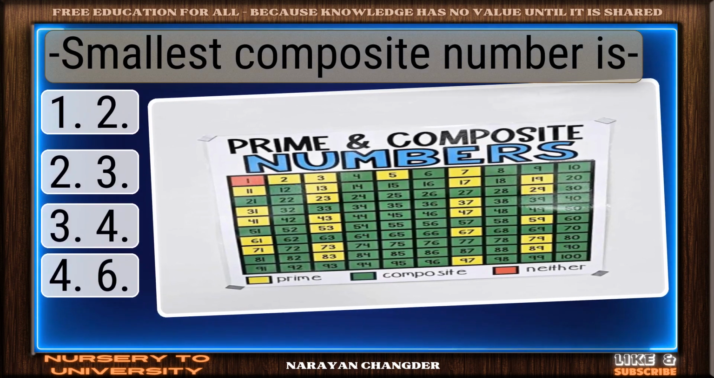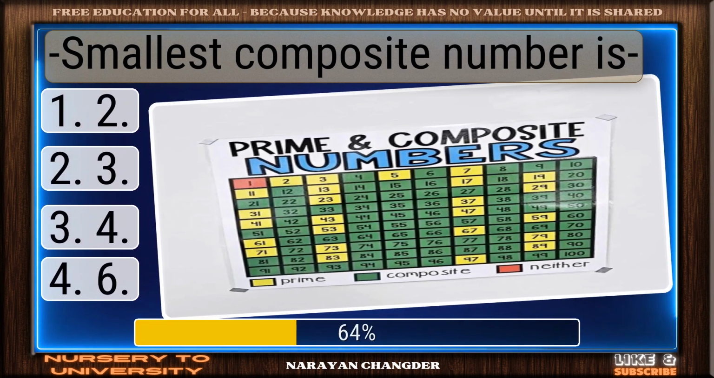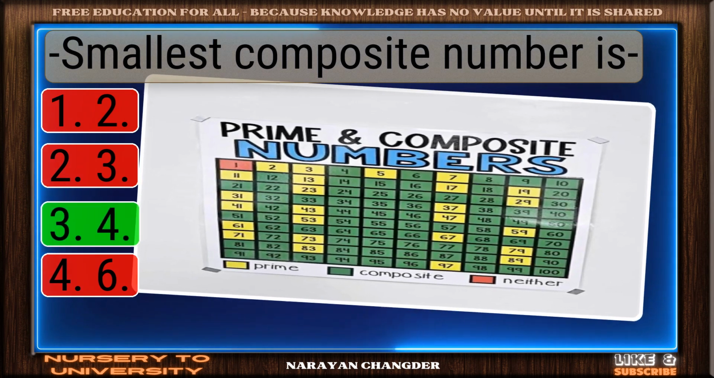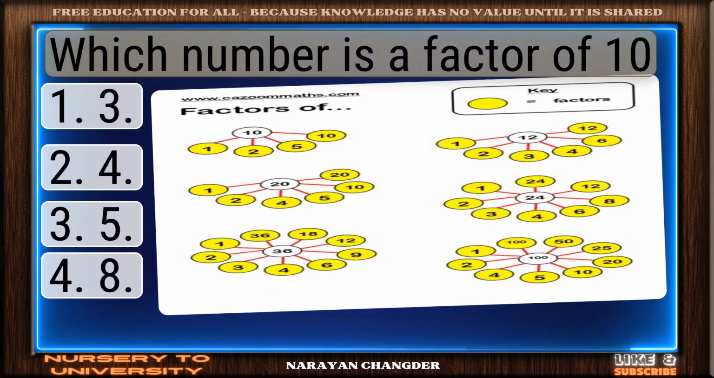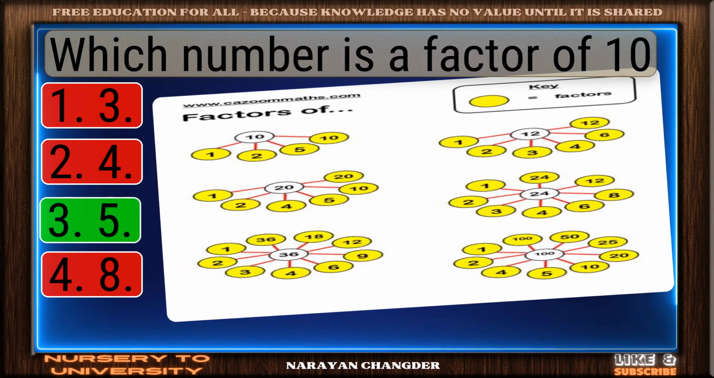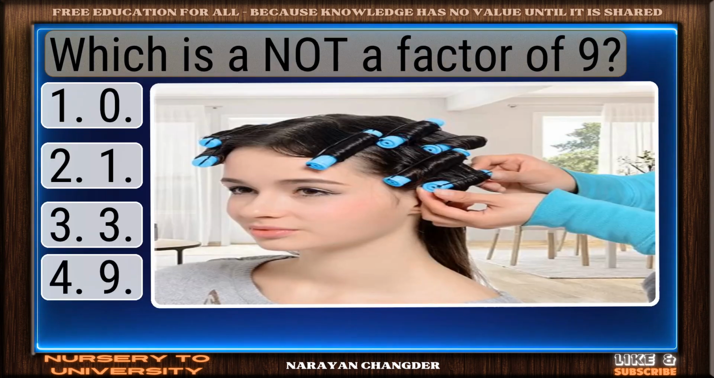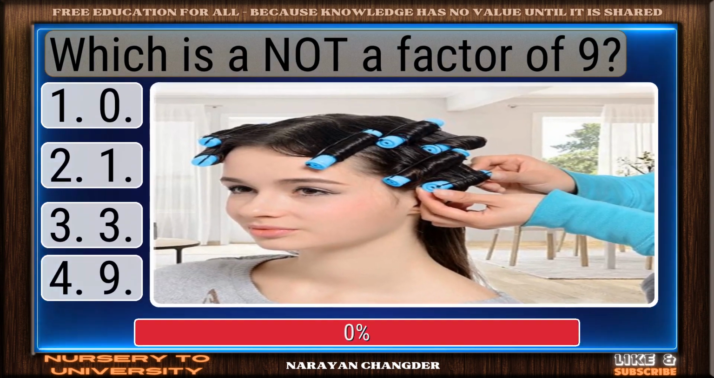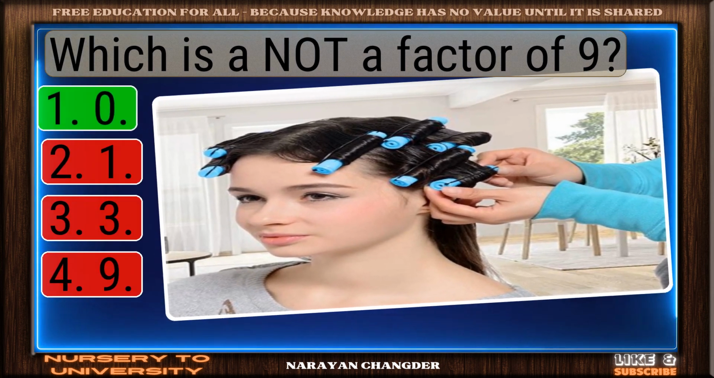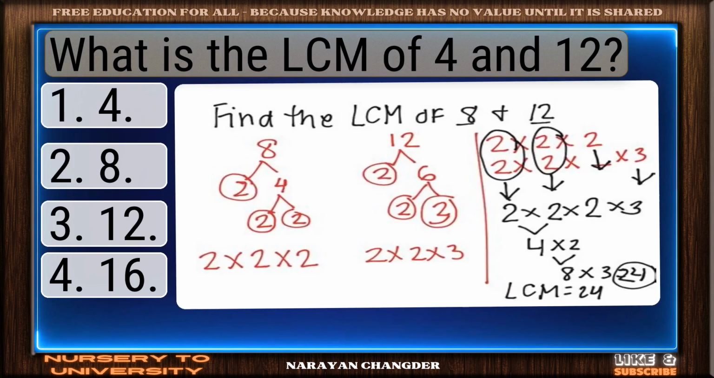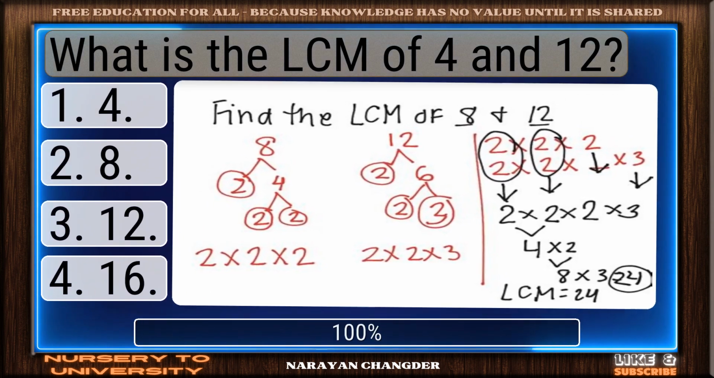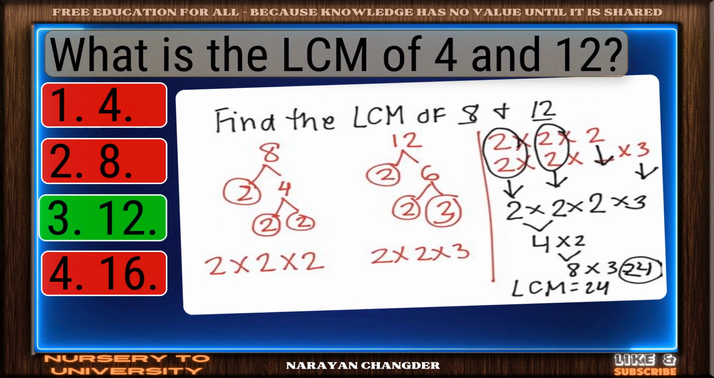Smallest composite number is? Sharp thinking. 4 is the right choice. Which number is a factor of 10? Well done. 5 is the right choice. Which is not a factor of 9? Great job. Zero is the accurate answer. What is the LCM of 4 and 12? Valid point. 12 is true.